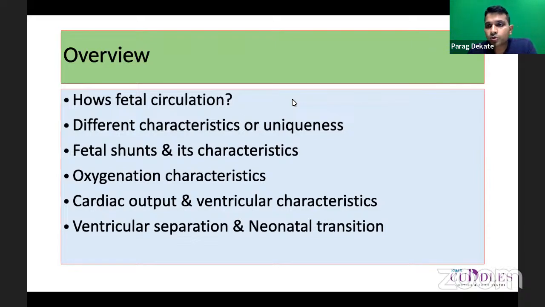So I'm going to talk about this whole topic in 6 points. How is your fetal circulation? There are different characteristics and uniqueness of the circulation. There are different shunts and their characteristics, oxygenation characteristics, how oxygenation differs in the whole of the fetal circulation, how much is the total cardiac output, and how it is segregated all over the blood vessels, ventricles, atria, and how we have achieved ventricular separation, and then we go from a fetal to neonatal circulation transition. So we will see through that.